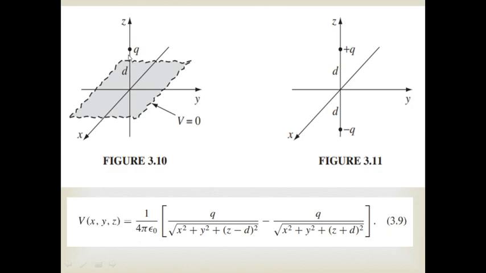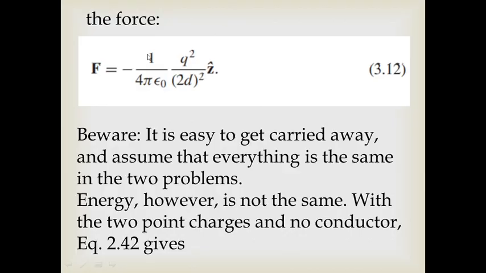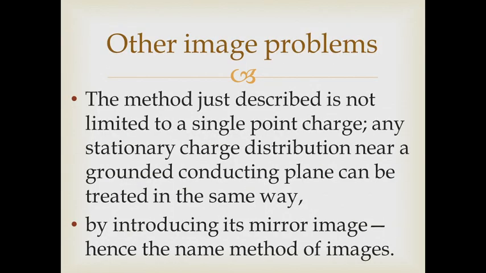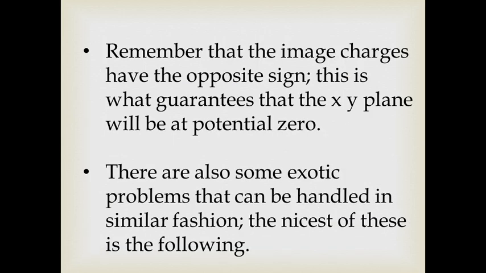Similarly, instead of one charge, if there is more than one charge, a charge distribution, then also we can think about the mirror image, and we can calculate the potential for both systems and it is found to be identical using the principle of superposition. That is the reason why this method is known as the method of images.